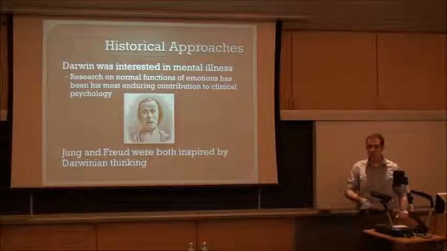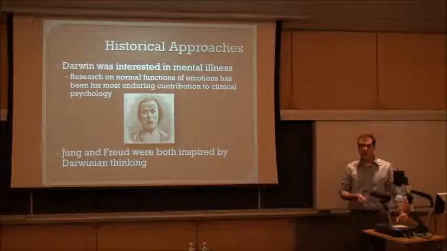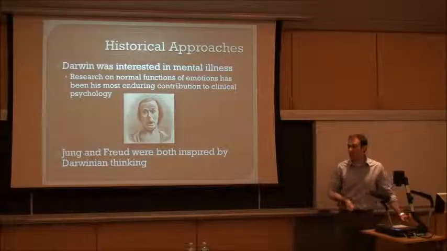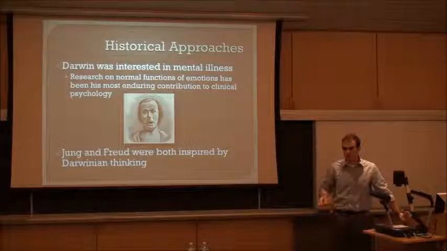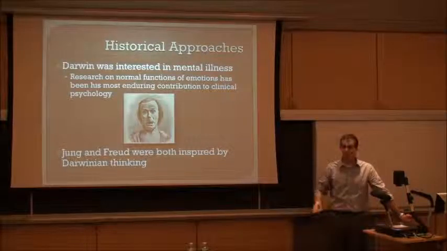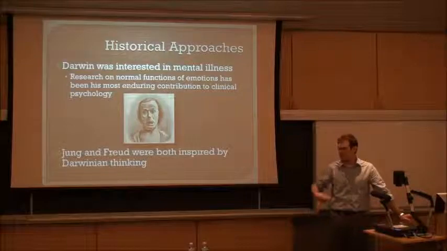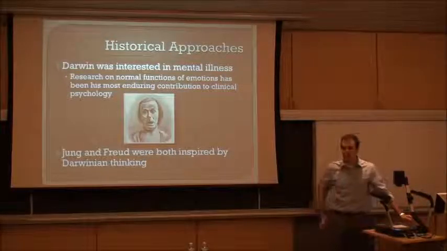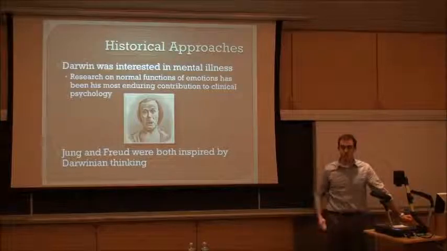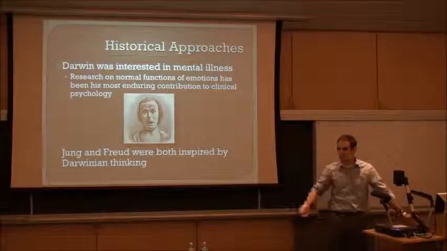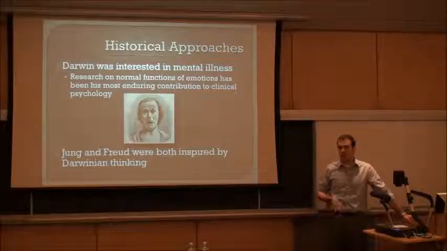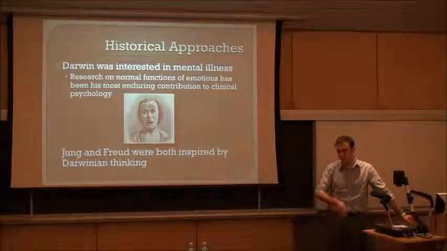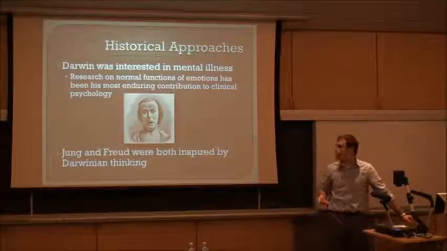As soon as evolution was around, Darwin had this interest in mental illness just because he was an intellectual, interested in a lot of things. He was interested in the plight of the mentally ill. He was a progressive, certainly by the standards of his time, and even today. He was interested in asylum reform, these types of things.